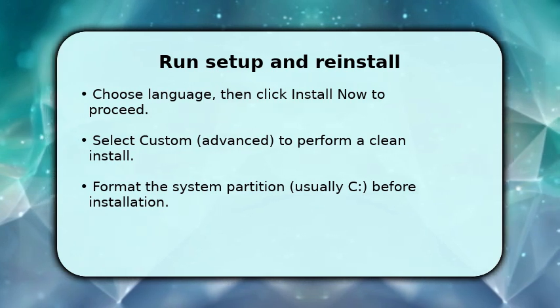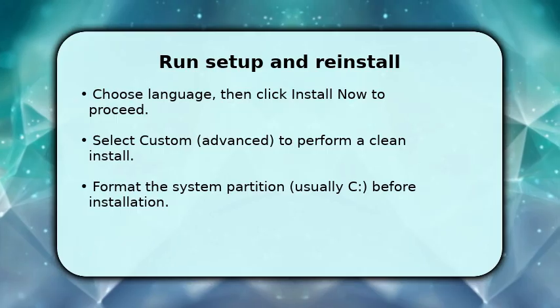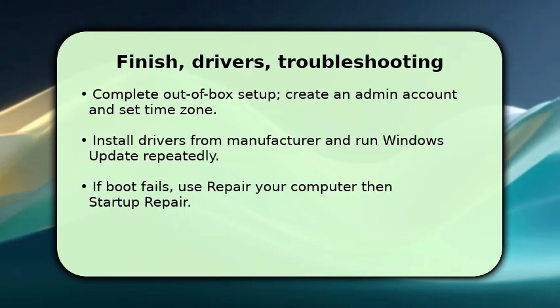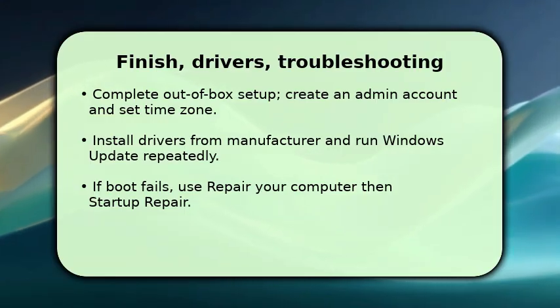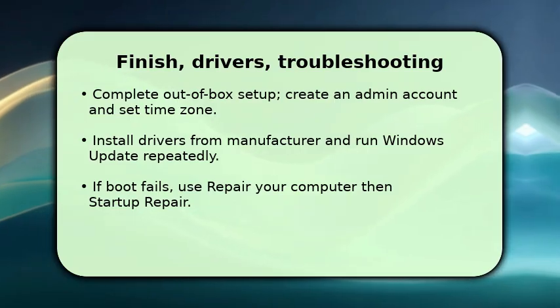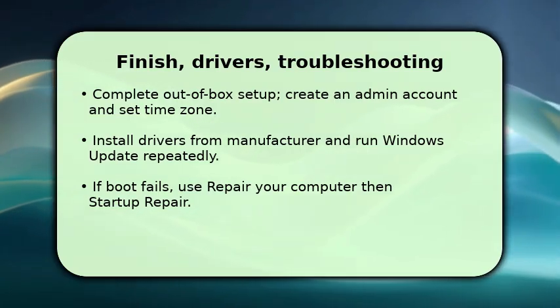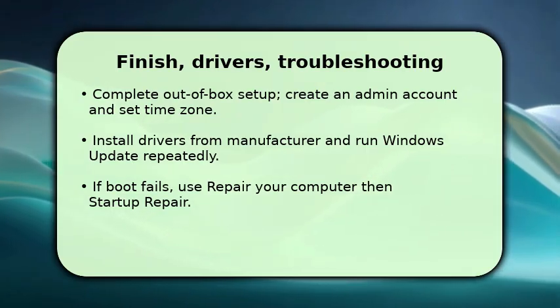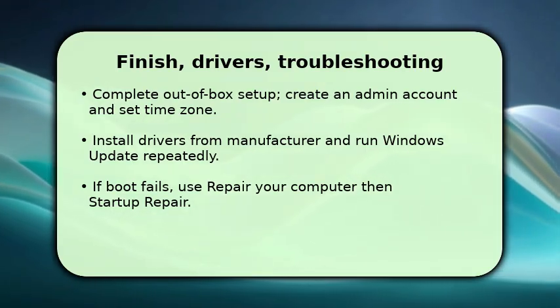You finish by following the out-of-box prompts to create an administrator account and set preferences. This configures the initial user environment. Once on the desktop, install chipset, network and graphics drivers from the PC maker, then run Windows Update multiple times until no critical updates remain, because drivers and updates restore full functionality.